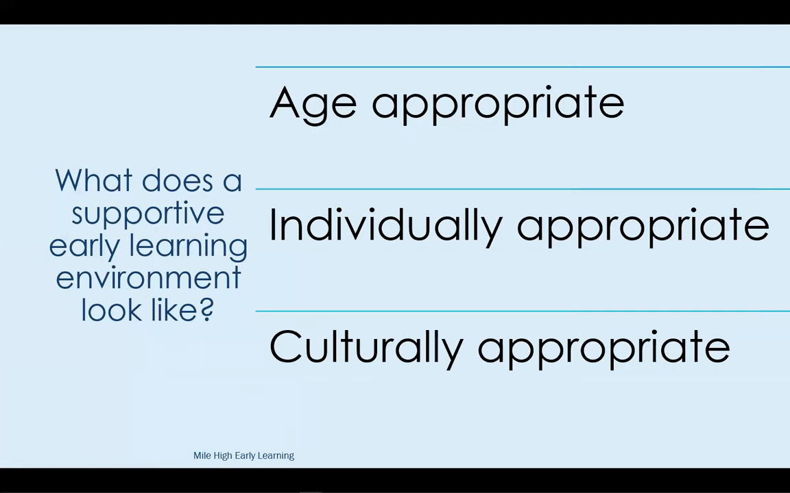So what does a supportive early learning environment look like for dual language learners? A supportive early learning environment would be age appropriate, individually appropriate, and culturally appropriate. This means that you are encouraging parents to provide a strong foundation in the child's home language, and that you're recognizing that each individual child's pace for second language acquisition is going to differ, and that you are being supportive and encouraging as children work through those four stages of second language acquisition.